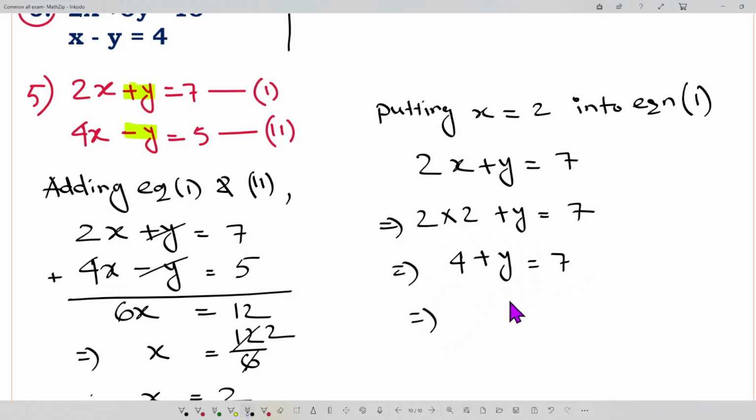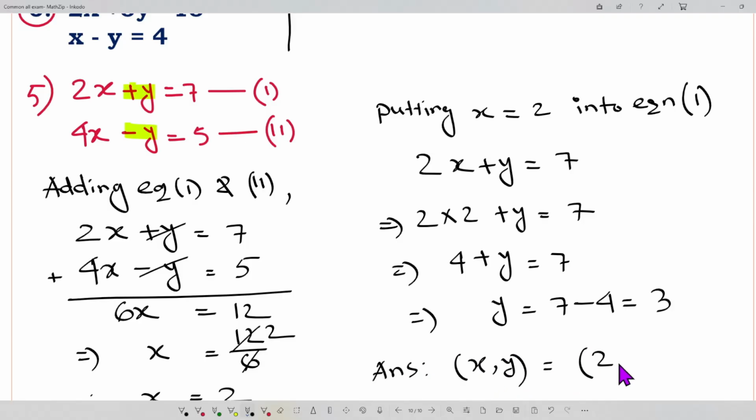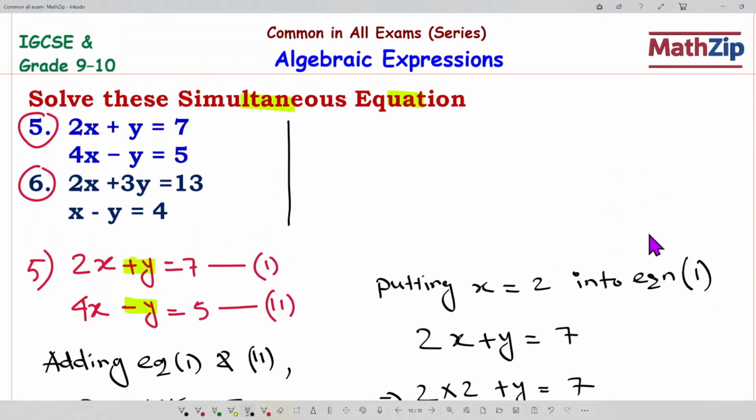And now subtract 4 from both sides. So y equals 7 minus 4. It means 3. So our answer, x and y, will be 2 and 3. Very simple. So here is no confusion.